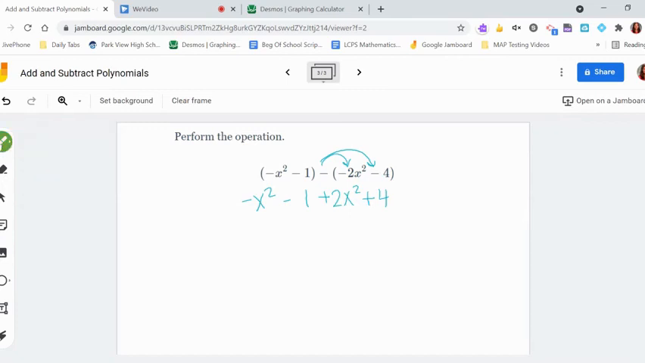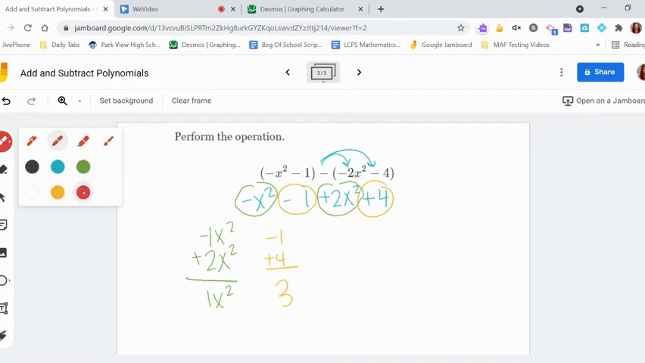Let's go ahead and combine like terms. I see negative x squared, and I see plus 2x squared. Notice I include the sign in front of it. Negative x squared plus 2x squared. When there's no number there, remember that's a 1. Negative 1 plus 2 is 1x squared. Then I have negative 1 and plus 4, which is going to give me 3. They both don't have an x at all, so when I write my answer, I have x squared plus 3.